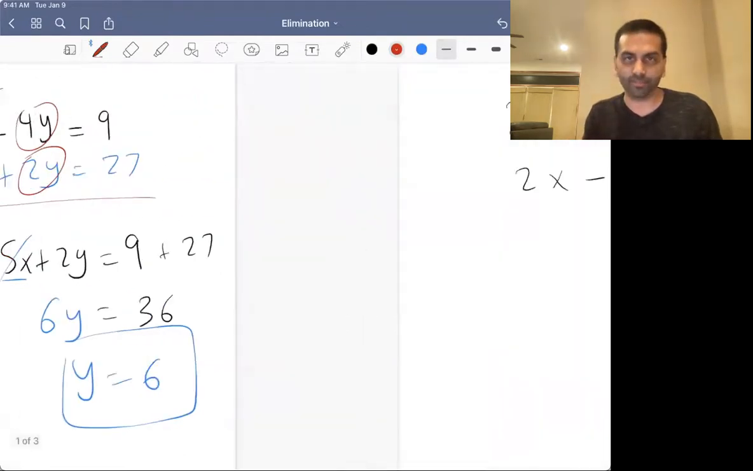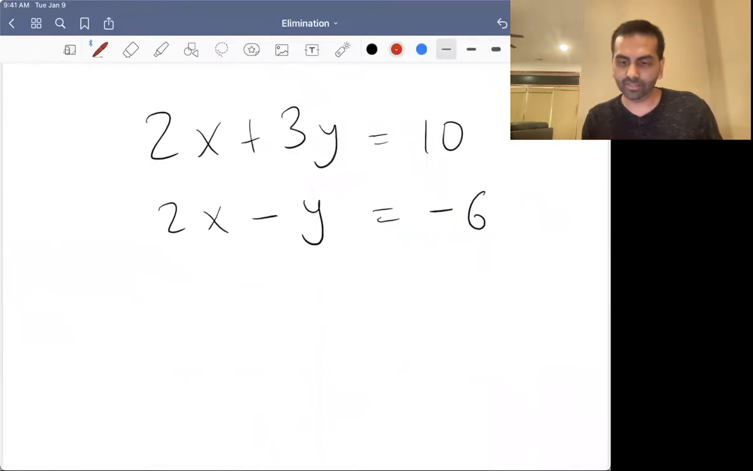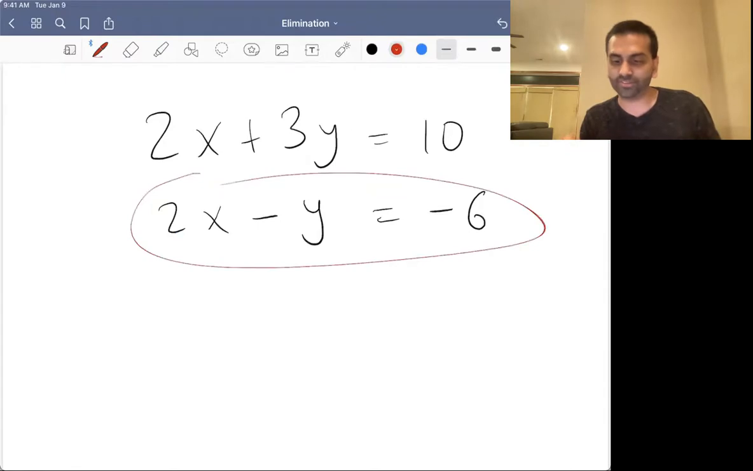Let's look at another example. So here, first of all, this 2x and this 2x, so again, we're already thinking ahead. Here, adding the same thing to both sides is just one of the options. The other option is subtracting the same thing from both sides. So here, if I subtracted this whole equation from this first equation, let's see what we get.